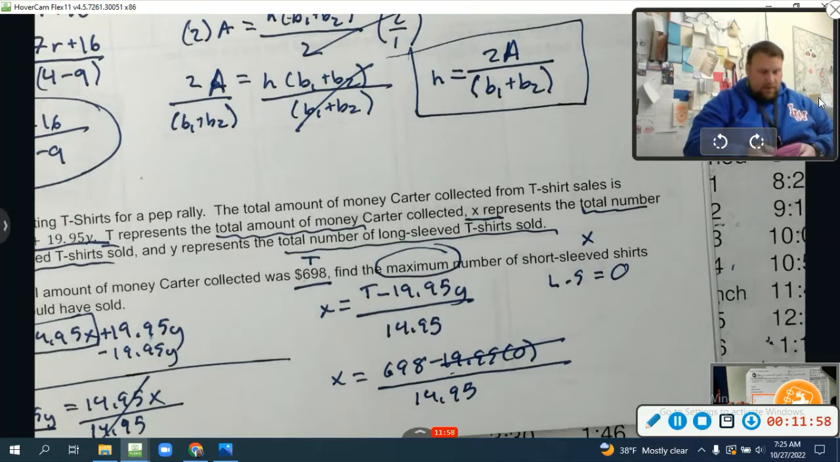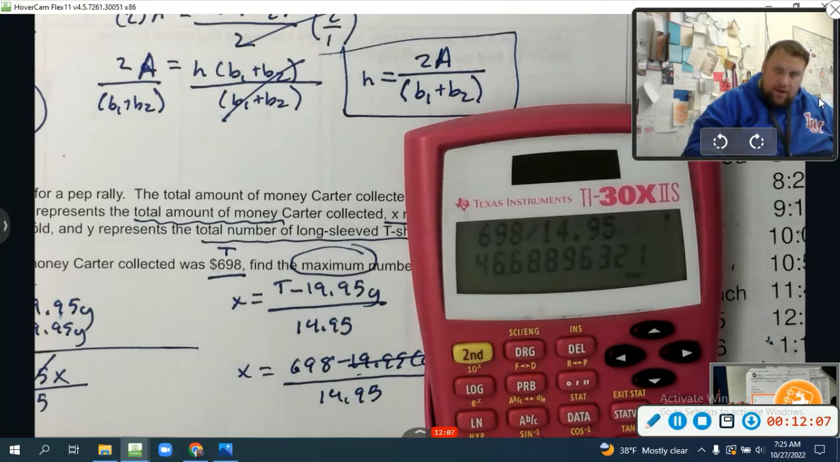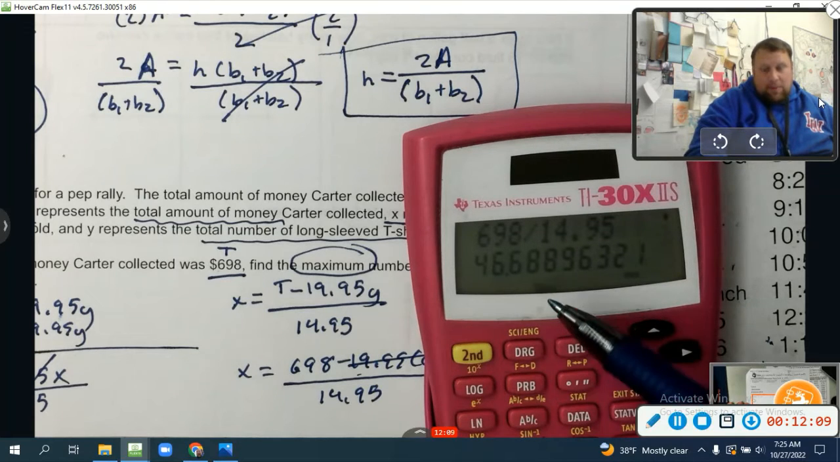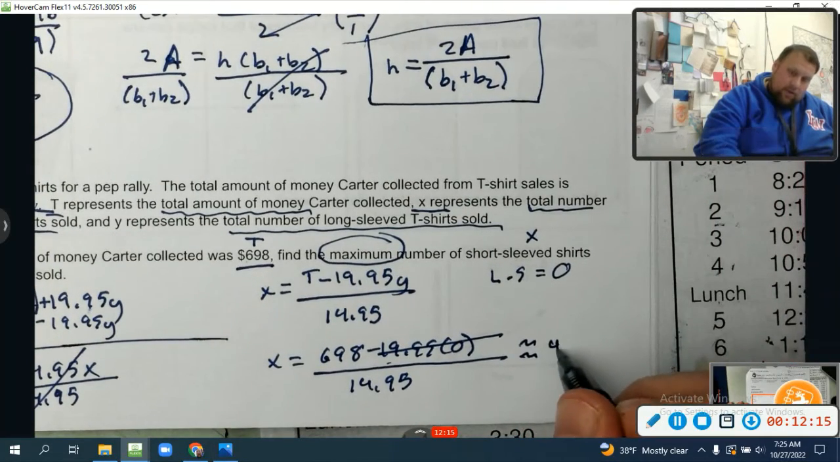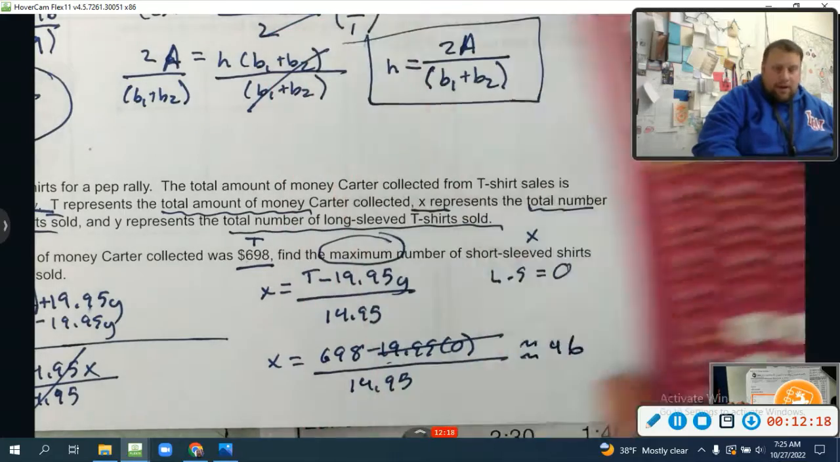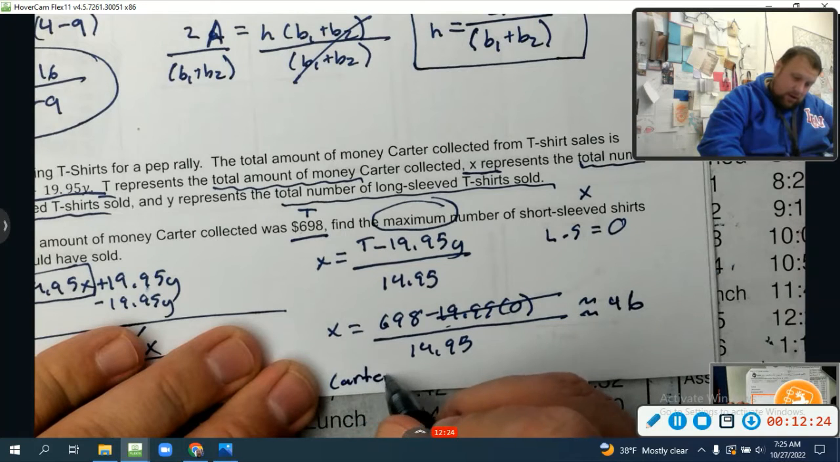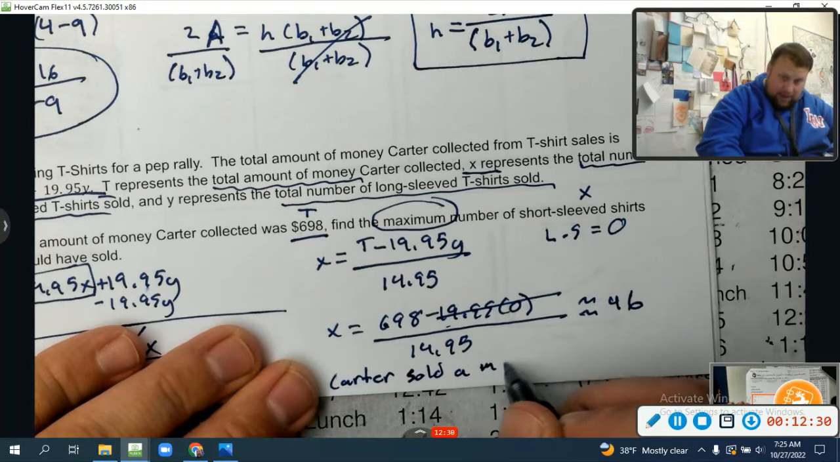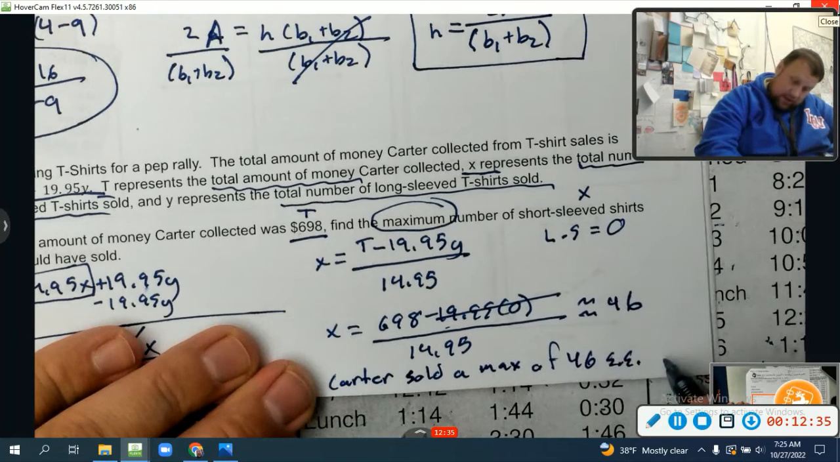Boom. So I'm going to have $698 divided by 14.95. Now, I can't buy 0.68 of a shirt, so I'm going to just say it is approximately 46. That was 46, right? Boom. So Carter sold a max of 46 short sleeve shirts. Boom.